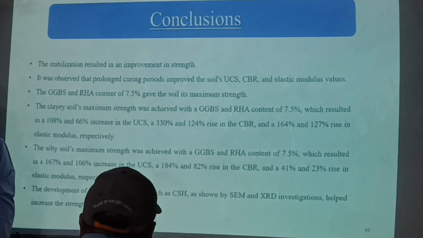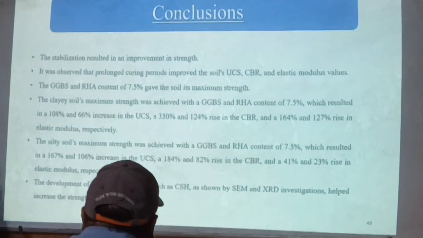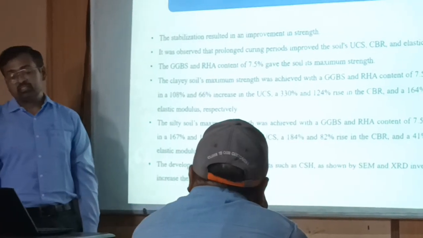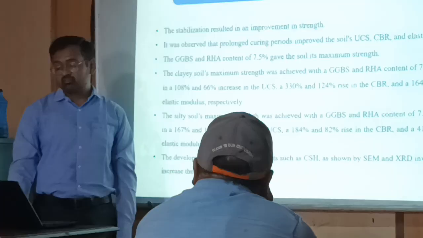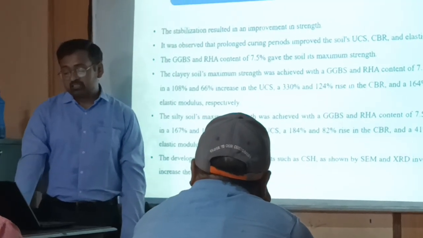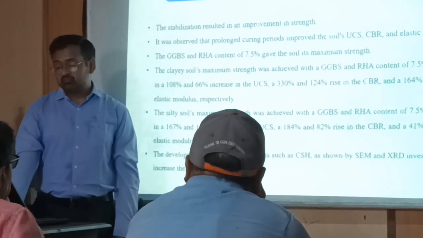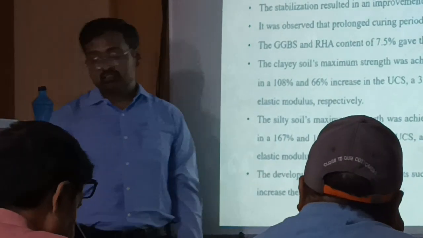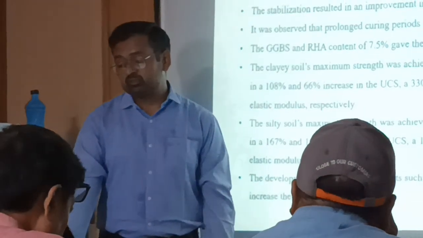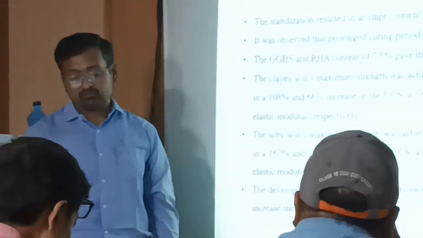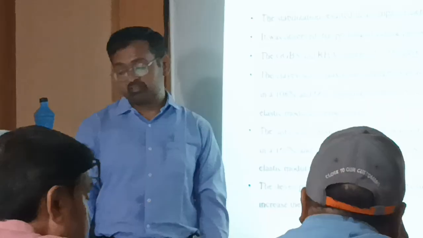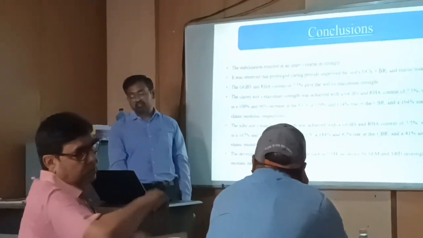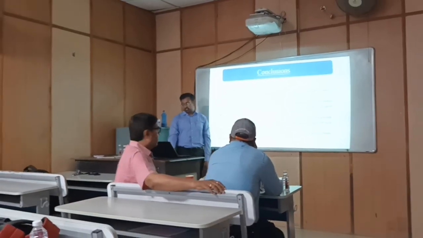The conclusion: the stabilization resulted in an improvement. The GGBS and RHA content of 7.5% gave the soil its maximum strength. The clay soil's maximum strength, achieved with the GGBS and RHA content of 7.5%, resulted in a significant increase in its UCS, CBR, and elastic modulus. And similarly, there was an increase in strength for silty soil also. The development of reaction byproducts such as CSH, as shown by SEM and XRD investigations, helped increase the strength of the soil.